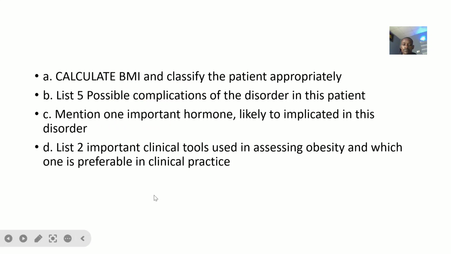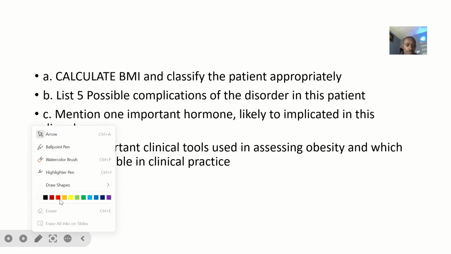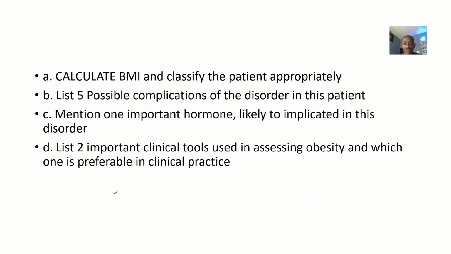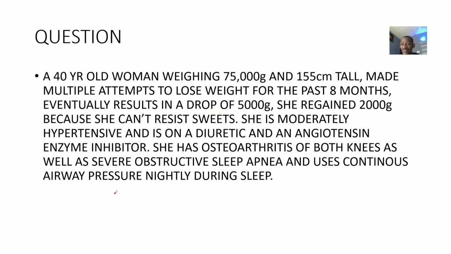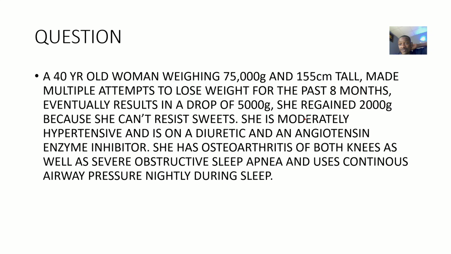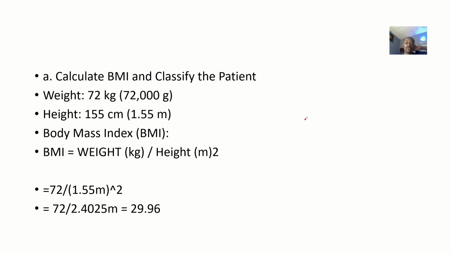Okay, so moving on. I wanted to arrange the calculation, but it's fine now. Just like we said, the woman was actually 75 kg. She lost 5 kg, which is 5,000 grams. She regained 2 kg. So you now say 5 kg minus 2 kg, that's 3, which means she actually lost 3 kg. So 75 minus 3, that's 72. So you work with 72 kg, which is 72,000 grams.